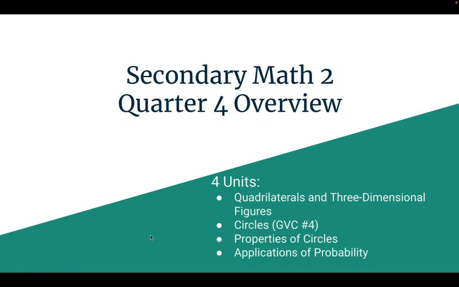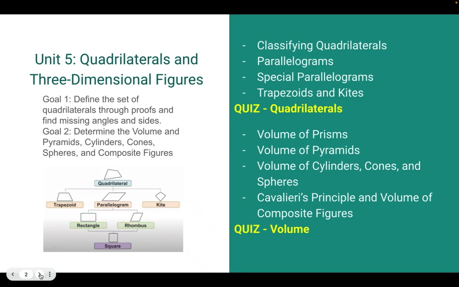So in this unit, once you're here, you should be halfway through if you started at the beginning of the semester. If you're new to Quarter 4, this is your only one you're taking, welcome. But this is kind of our halfway point of the semester. There's 4 units. We're going to talk about quadrilaterals and three-dimensional figures, circles, which is our GVC, so Guaranteed Viable Curriculum, really important, builds on it through this semester and in your future math classes, and properties of circles, and then applications of probability.